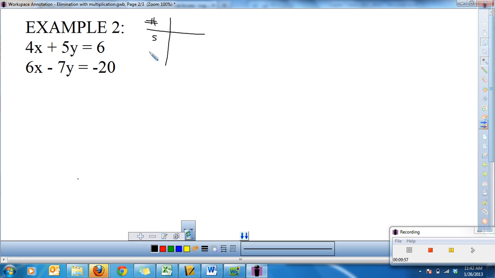So I have a 5 and I have a 7. Now I know this is a negative 7, but we can still cancel something if one's positive and one's negative. So I'm just going to go ahead and figure out what they have in common.